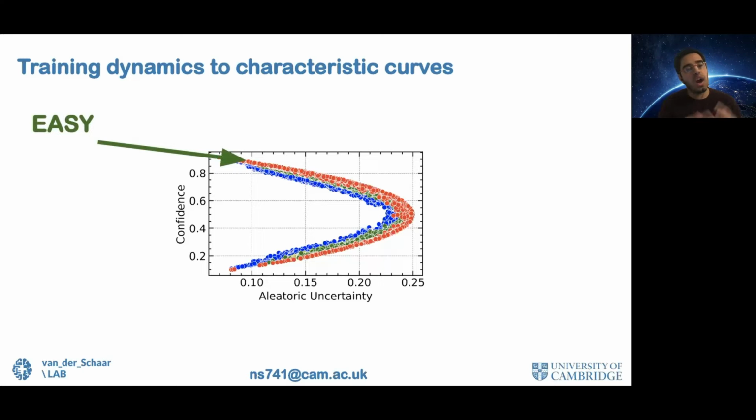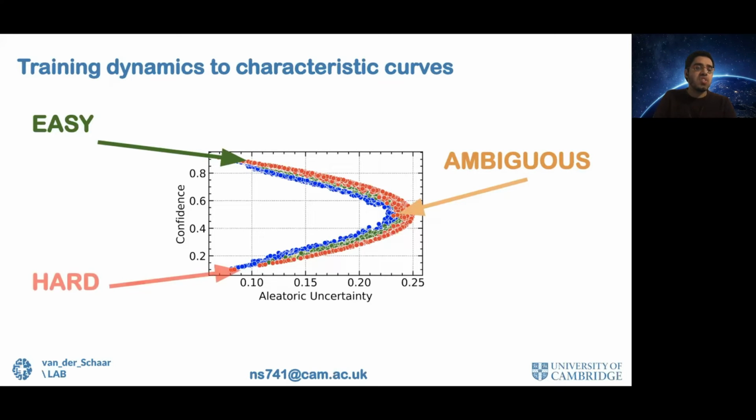So the first is, how do we get the easy group? So these are samples for which we have low aleatoric uncertainty or low data uncertainty, and the model is quite confident about, and these are easy examples. We then have ambiguous examples, which we have high data uncertainty about, and those examples for which we have low data uncertainty, and yet even in this case, the model can't even memorize it in the first place.